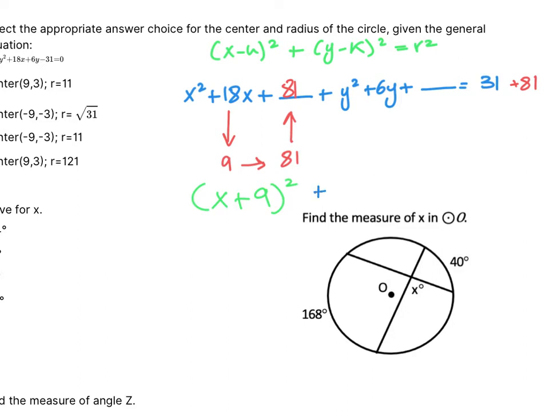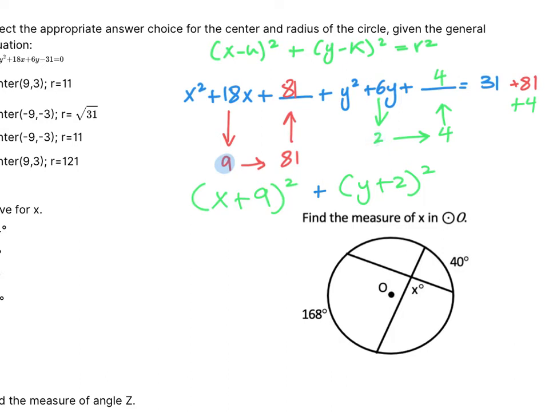Now, if you move on to 6y divided by 2, that's 2. You square that, you get 4. So you add 4 to both sides of the equation. Again, that will be y plus 2 to the power 2. So whatever you divide, 18 divided by 2 is 9, so that goes here. And 6 divided by 2, that's 3.